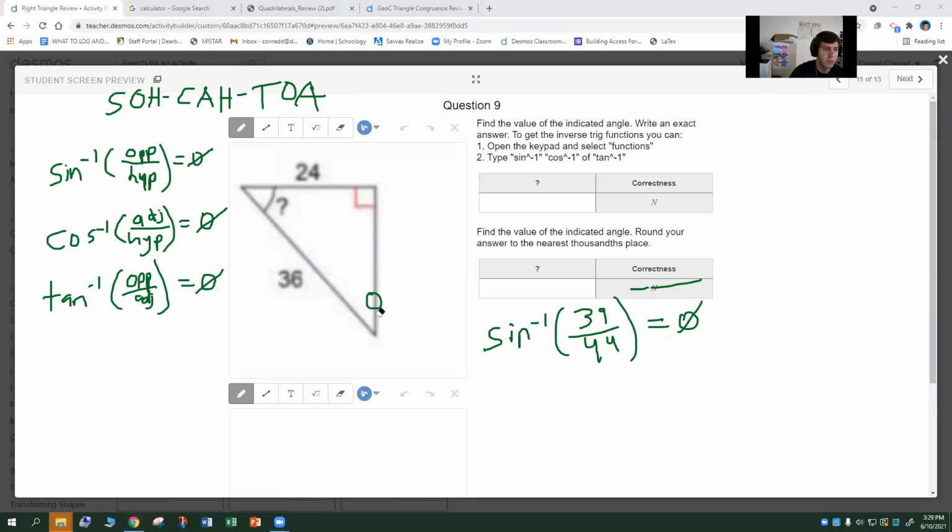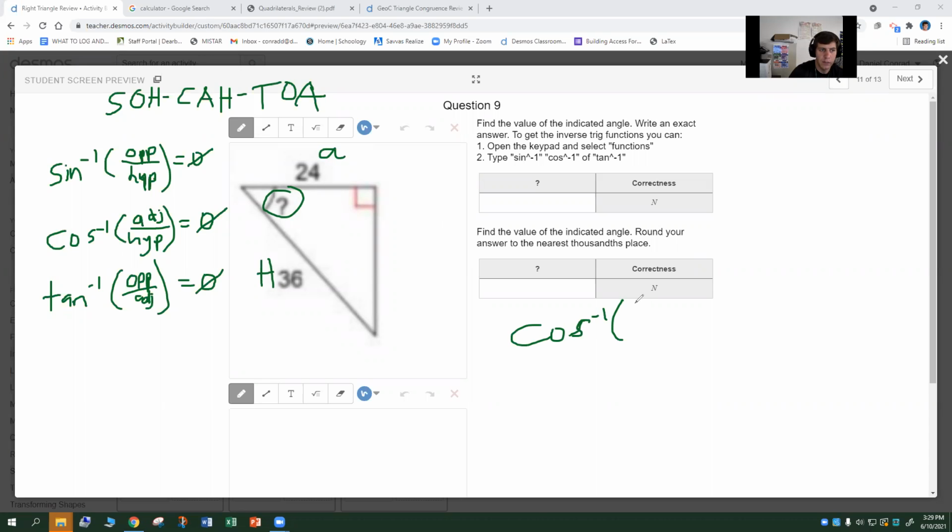Right, and then the next one here, again, we just want to circle the angle, label the sides. 36 is hypotenuse, 24 is adjacent. So we're going to use cosine, so inverse cosine. Then you input the ratio, right? Adjacent over hypotenuse, so 24 over 36. That's going to give you the angle measure.